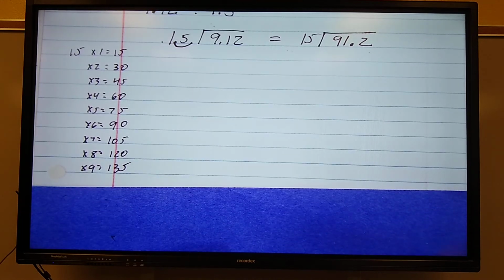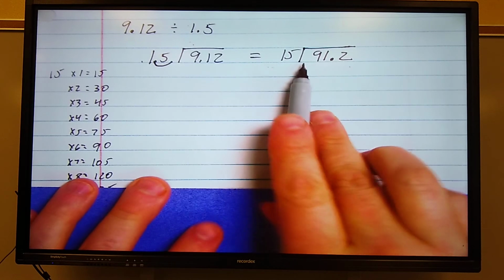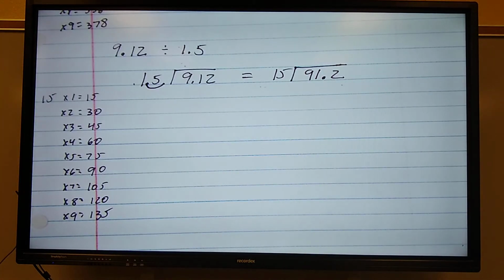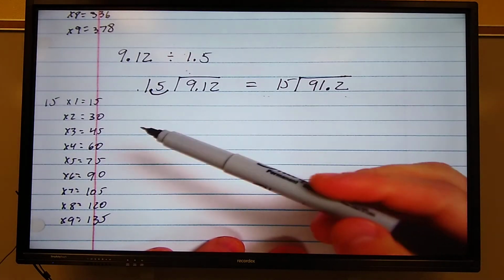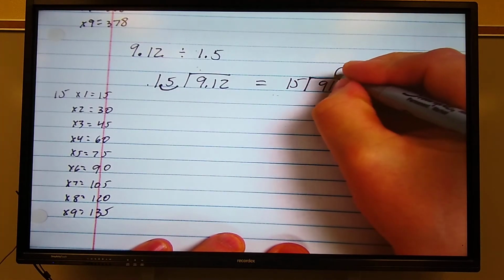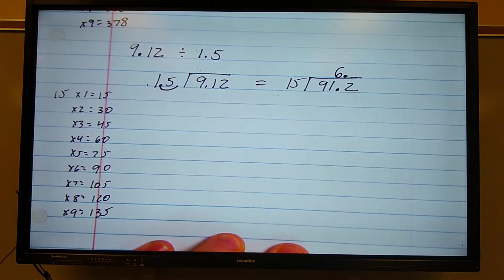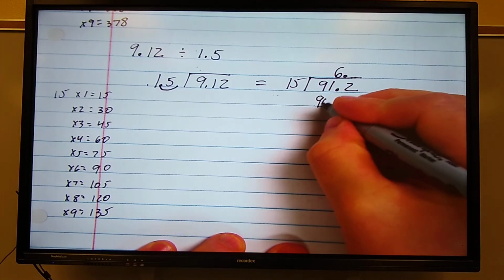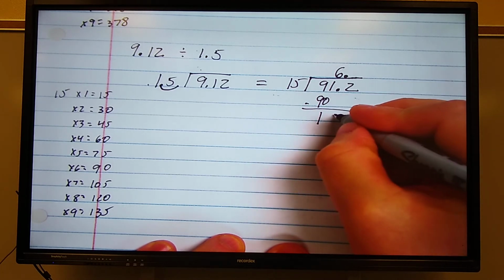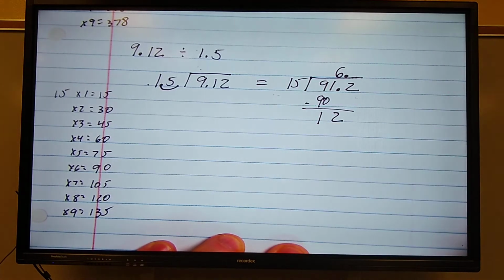All right, let's see how good you did. Can 15 go into 9? No, it cannot. Can 15 go into 91? Yes, it can. How many times? 6 times. 6 above the 1. My decimal will be right there. 6 times 15 is 90. Subtract. 91 minus 90 is 1. Bring down the 2. Can 15 go into 12?